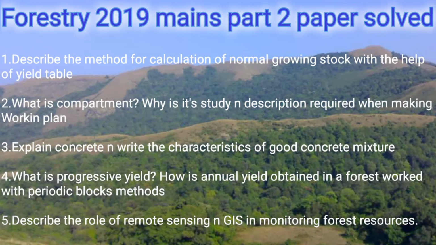Coming to the first question: describe the method for the calculation of normal growing stock with the help of a yield table. Determination of normal growing stock. A normal growing stock calculation in a clear-felling system. The first one is based on final mean annual increment, MAI. Capital I is equal to R into small i.